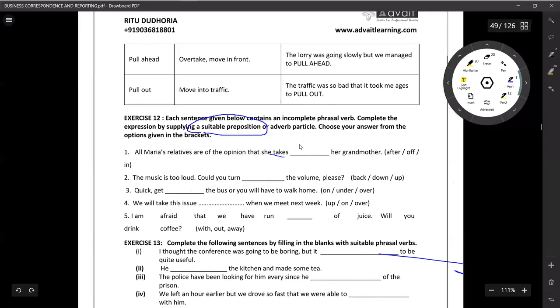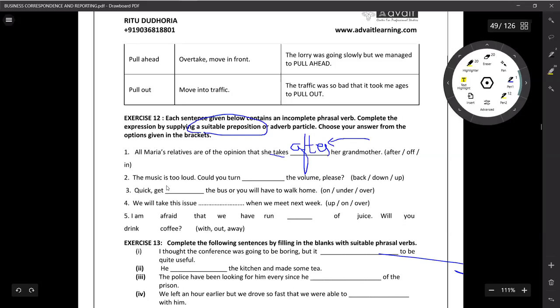Yes, just now discussed. Very good, guys. Takes after. What do you mean by takes after her grandmother? She does not look like her mother, maybe. She does not look like her father, maybe. But she resembles either in looks or qualities. Yeah, she resembles her grandmother.